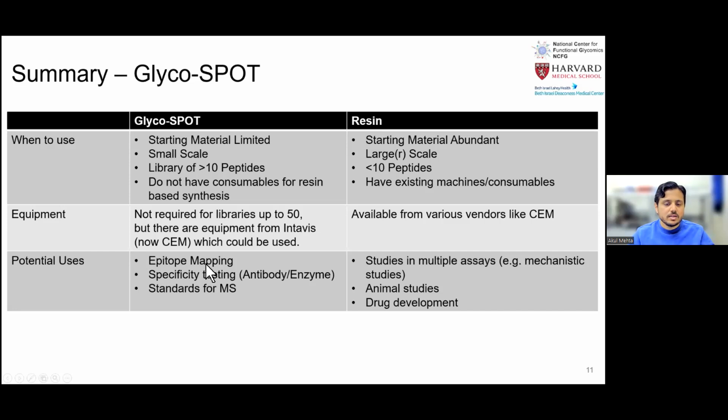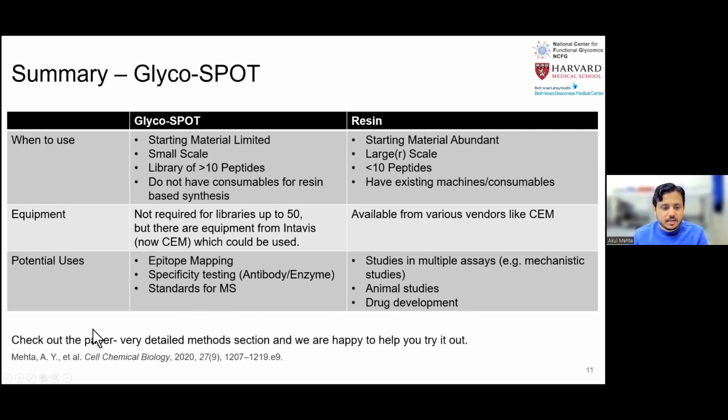Basically, you can use the glycospot because it produces an array. You can use it for epitope mapping, specificity testing, standards for MS. But you would use the resin-based methods if you wanted larger quantities. And the uses for those would be like studying in multiple assays, if you wanted to do animal studies or drug development. And my recommendation is that please do check out the paper.